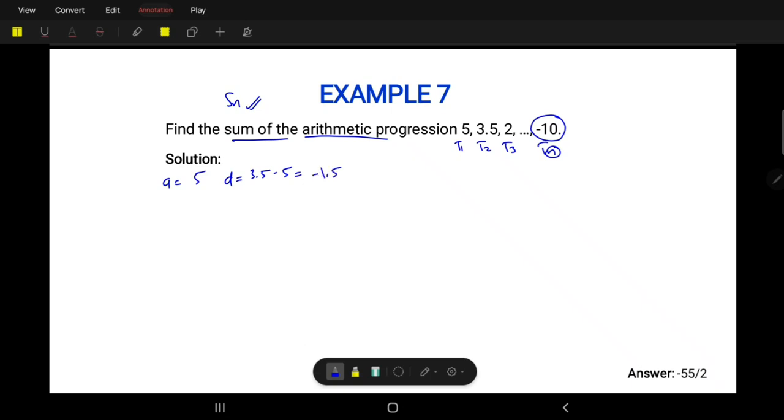Okay, since we want to find the n term, so we use Tn, and it is equal to negative 10. We know that the formula for Tn, apa dia? A plus n minus 1 D equals negative 10, where A is 5, masukkan dalam formula, plus n minus 1. What is D? D is negative 1.5. Equals negative 10.